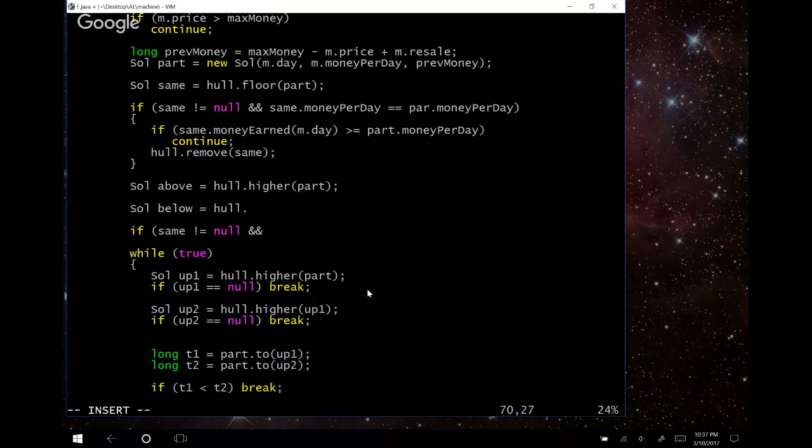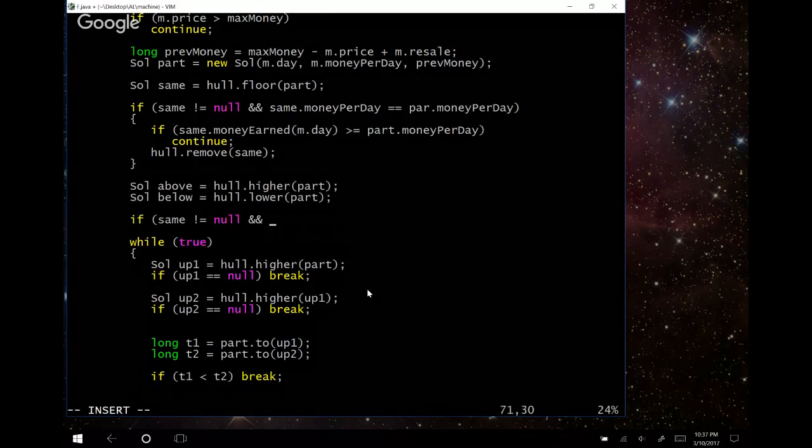So one tricky thing about implementing it like this is I also have to check the thing immediately above me and immediately below me. If the thing I'm adding doesn't maintain the invariant itself, then I might be made irrelevant immediately by the thing that's higher than me in the tree set. Basically, if the time that the thing above me overtakes the thing below me comes first, then I'll never be on the hull. I'll never be relevant. So I need to basically just check for that.